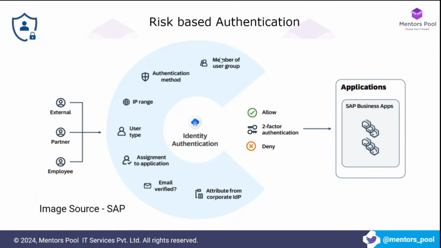Let's say Coca-Cola. Coca-Cola has 4 or 5 systems: Ariba, SuccessFactors, Fieldglass, right? And Coca-Cola may have partners, suppliers, vendors, and employees. So there are different types of users, and they are accessing these applications. If an external user is trying to access an application, they may want a 2 to 3 step authentication.